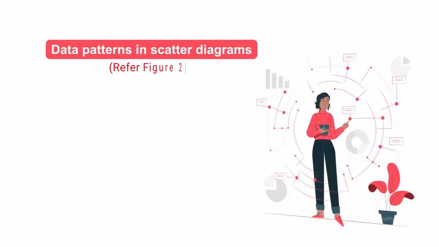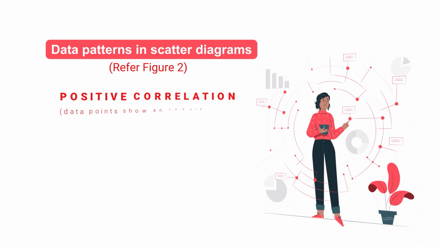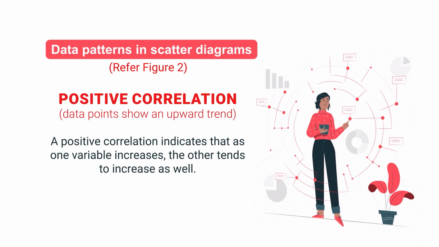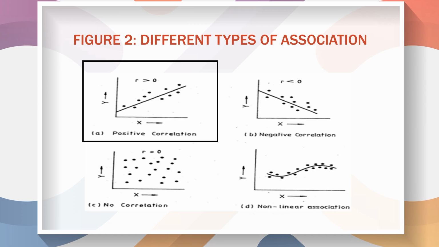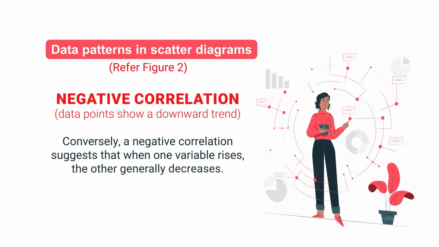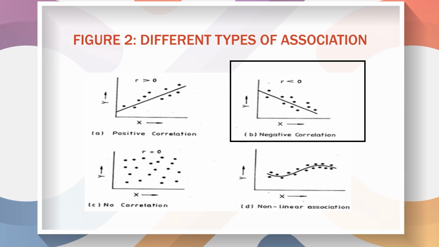When two variables have a positive correlation, it means that when one variable's value increases, the other variable's value also tends to increase, as shown in figure 2a. Here data points show an upward trend. On the other hand, a negative correlation indicates that the value of the second variable tends to decrease when the value of the first variable increases, as shown in figure 2b. Here data points show a downward trend.